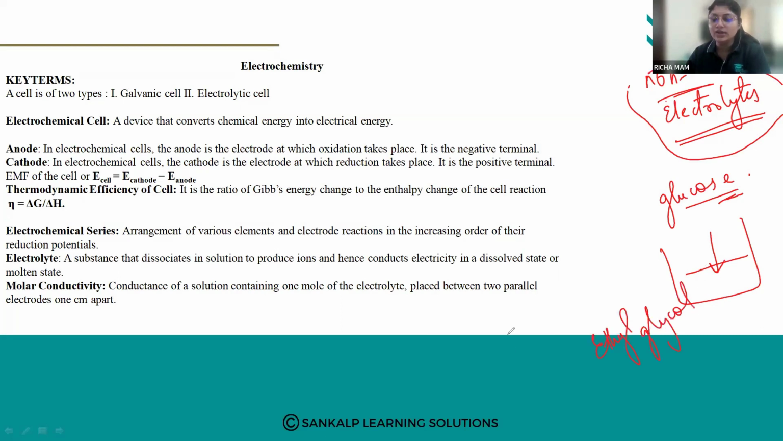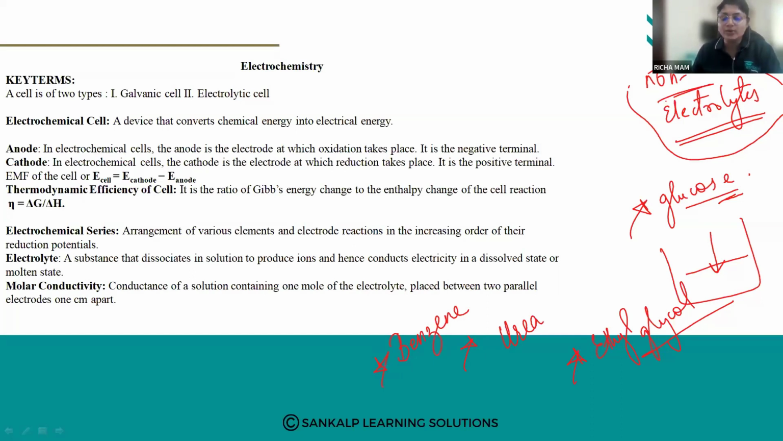Ethyl glycol is also an example of a non-electrolyte. Then urea is also an example of a non-electrolyte. Then benzene is also an example of a non-electrolyte. So remember these examples of non-electrolytes, very important.